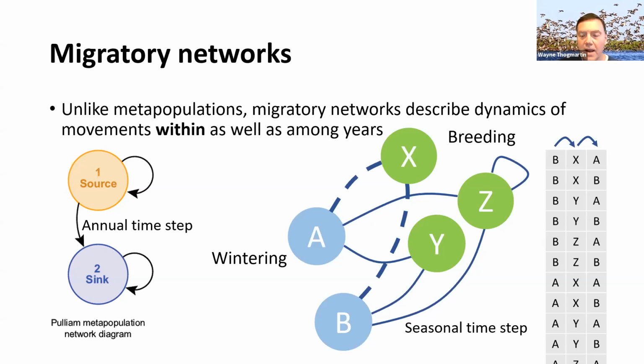This differs from a migratory network, where we have within-season or within-year movement. So in this case, for the migratory network on the right, we might have movement from wintering node B, where the individuals move to breeding node X, and then in the subsequent fall, progress back down to the wintering node A. As this table on the right suggests, all of these connections occur across the annual life cycle of the species. We have to keep track of that and accommodate that when we want to make sense of these migratory networks.